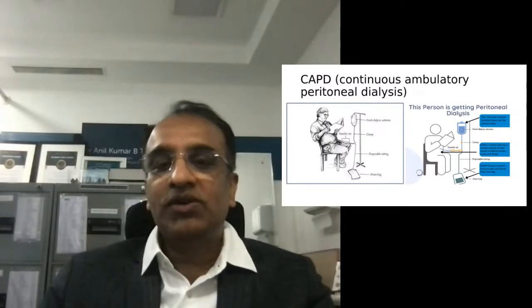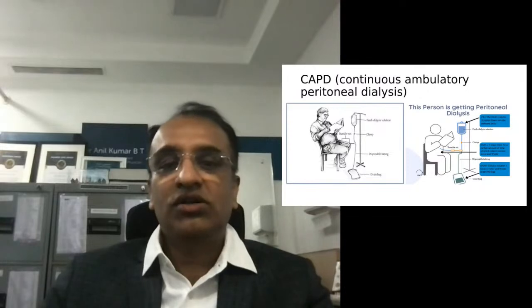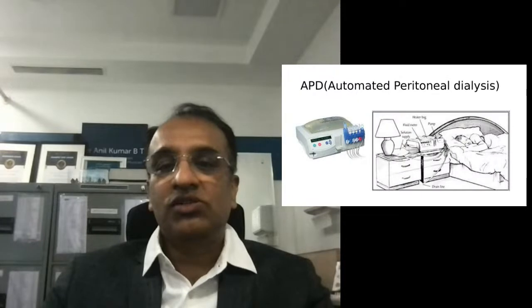During this time, the 4 hours I told you, we call it dwell time. For the fluid to go in, it will take around 10 minutes, and to come out, it will take around 20 minutes. Inside the abdomen, we keep it around 3 or 4 hours, depending on the doctor's advice. So each day we do around 3 or 4 cycles.